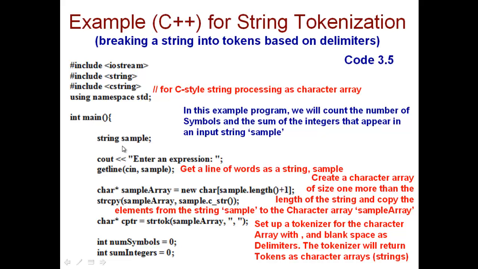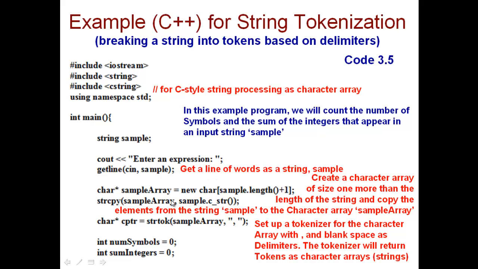So I declare a string object, say I call it sample. String is a built-in class, so sample is the name of the object I'm creating of class string. Ask the user to enter an expression. I use the getline function to input a string, because here I could have blank spaces and all that stuff. It takes two arguments, cin and sample, the string object name.